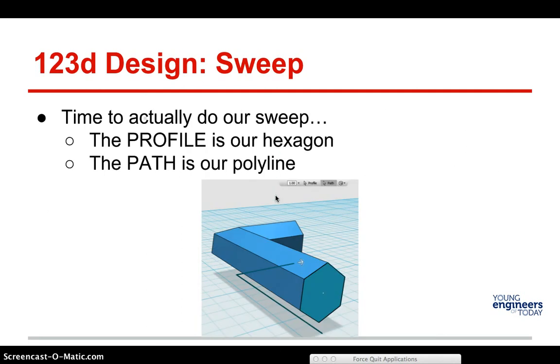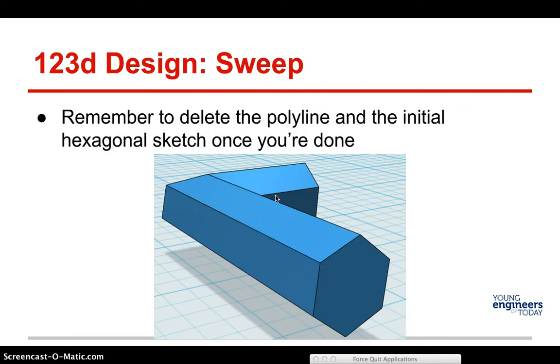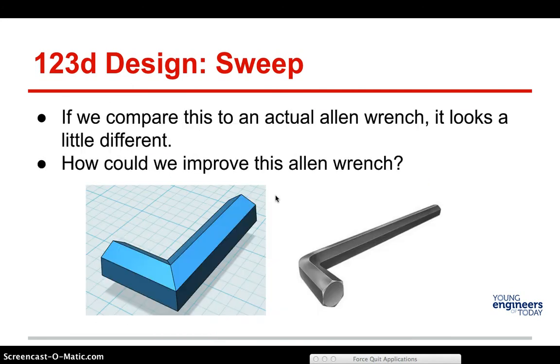Okay. So once you do that, you're going to go up and get the sweep tool under construction. You're going to click on profile and then click on your hexagon. Then you're going to click on the path and click on the polyline. You'll notice that this will appear. Then you can go back and delete the polyline and hexagon sketch since you don't need it anymore.